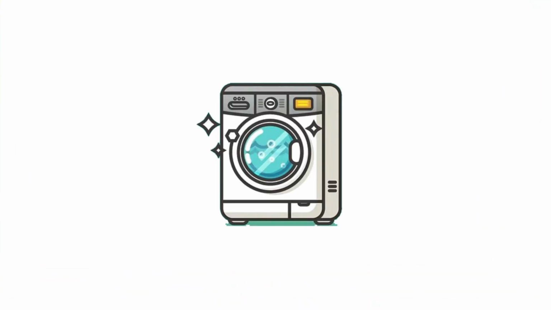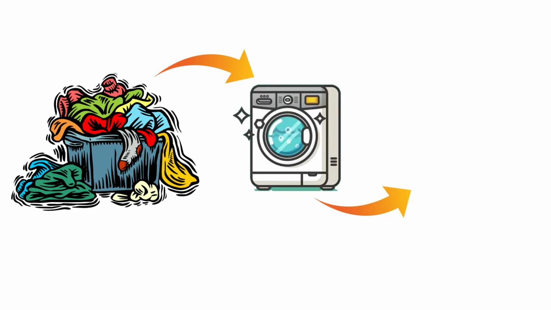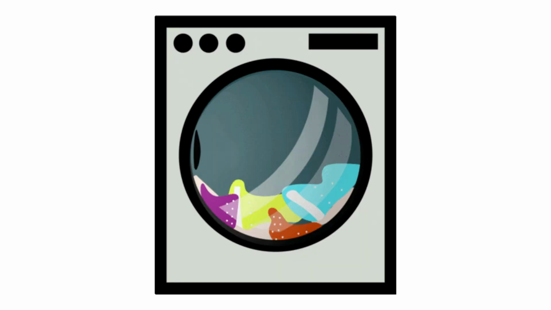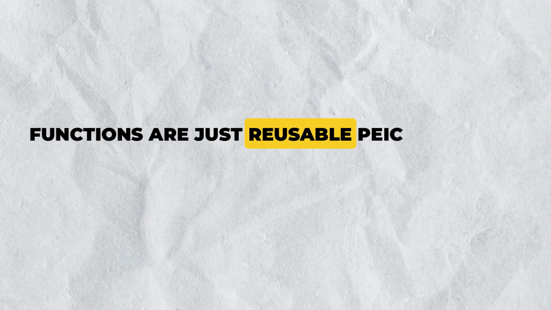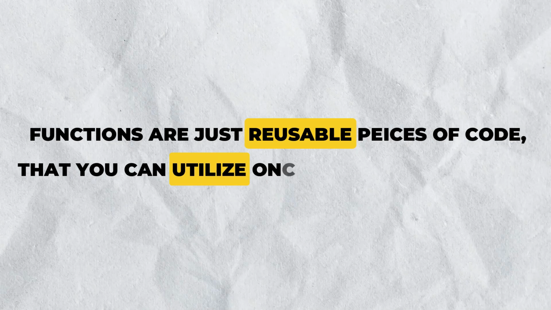So guys, let's start by understanding what functions really are. Think of it like a washing machine. You have some dirty clothes, you put them in the machine and you get some clean clothes. It doesn't matter how these clothes are getting cleaned and you don't want to understand the back-end architecture of the washing machine. So in similar fashion, functions are just reusable pieces of code that you can utilize once you have defined it. So having known what functions really are, let's look at how functions are implemented in JavaScript.